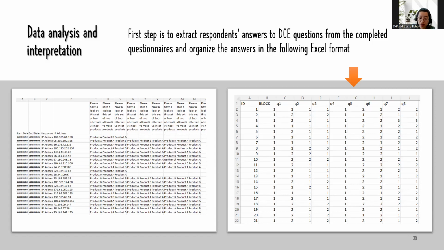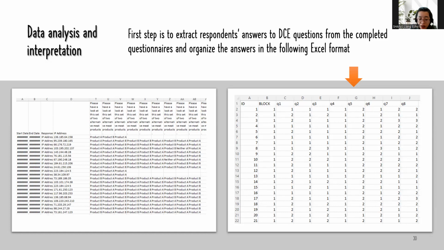So we should have our respondent ID from 1 to 200, for example, and we need to specify which block your respondents are assigned to. In this example, I only have one block, so they all get the same value on the block column, that is 1. And next, you need to organize their answers to each choice set like this. So Q1 refers to choice set 1, Q2 refers to choice set 2, and you need to capture their answers in each column.